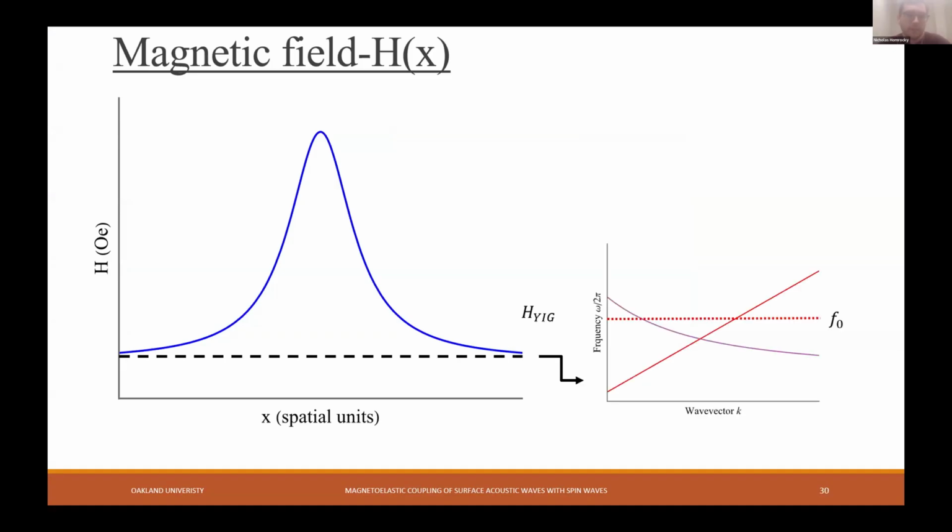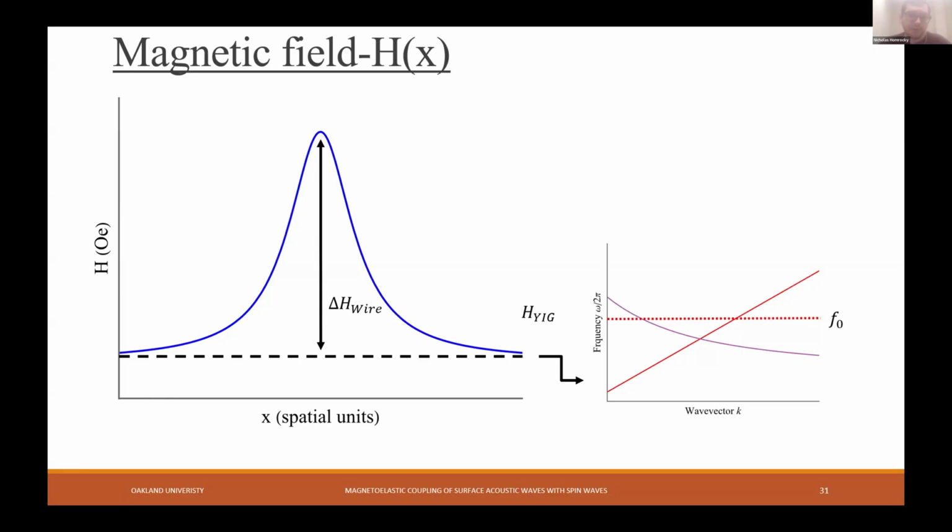In the YIG film, it'll be kept at this constant magnetic field. We'll have our wave dispersions, the surface acoustic wave and backward volume spin wave. Note, I am exciting a surface acoustic wave at a frequency F naught. The backward volume spin wave dispersion does not interact with that frequency just yet.